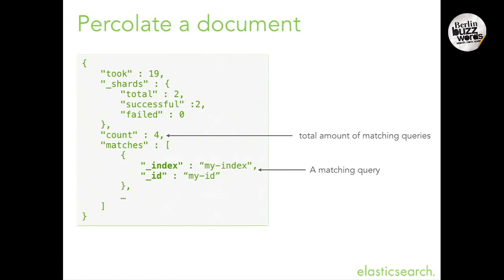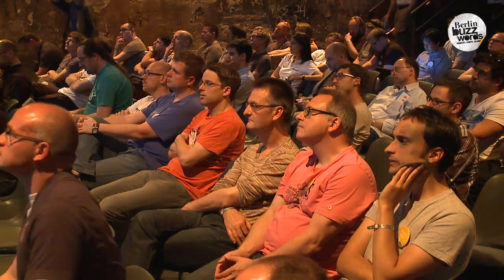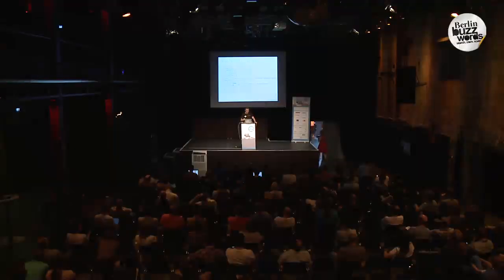Now, if you look at this response, it tells you how many queries have matched, how many matches there are. I only show the first match. But by default, it just returns the ID of the query that it has matched. And it returns some general header information, how long it took and how many shards the request went to, which I will talk about a bit later. But the essence is we match queries.